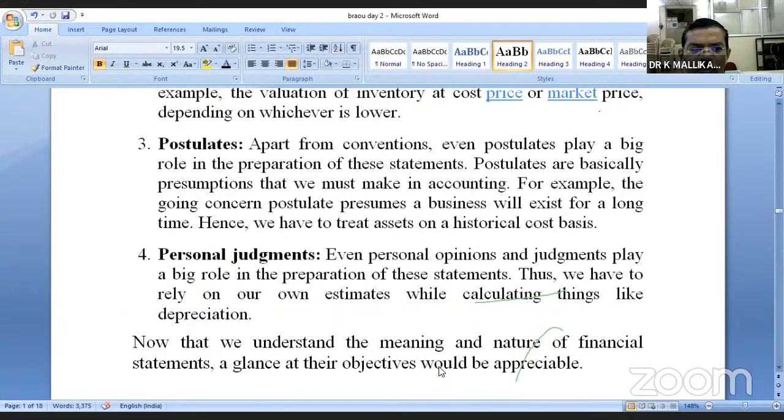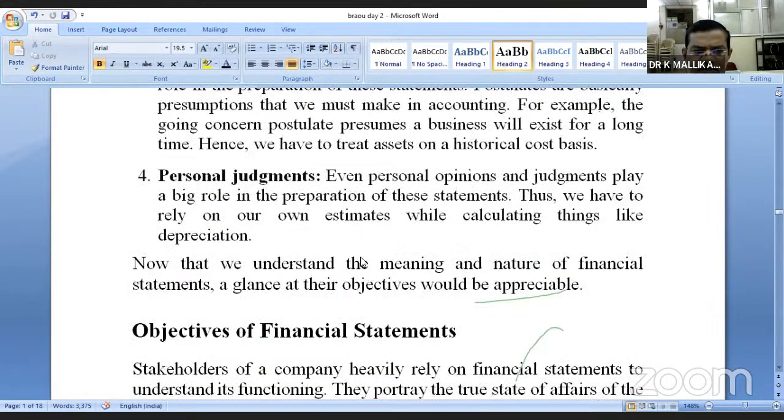And also when calculating the depreciation, which method is suitable? Either the diminishing method or the fixed installment method. Which method is suitable depends upon this personal judgment.